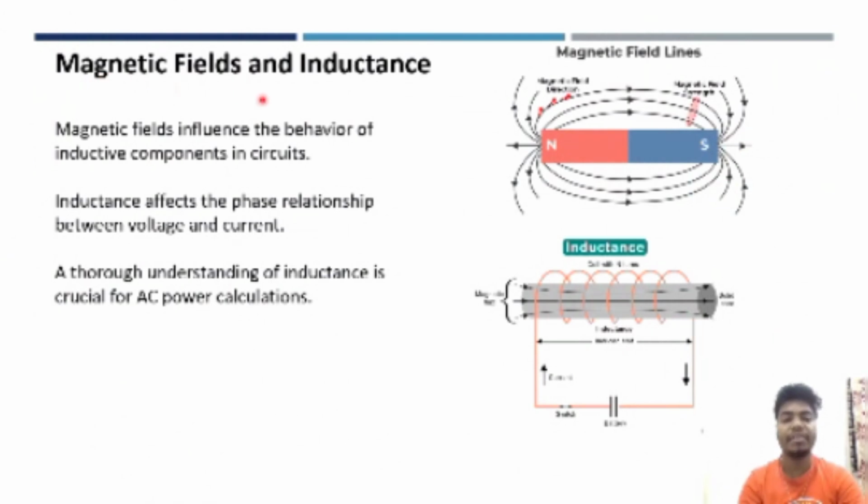Magnetic field lines and inductance. Magnetic fields influence the behavior of inductive components in circuits. Inductance affects the phase relationship between voltage and current. A true understanding of inductance is crucial for AC power calculation. These are the magnetic field lines. The magnetic field lines always move from north pole to south pole, and they do not intersect each other and they do not form any closed loop.